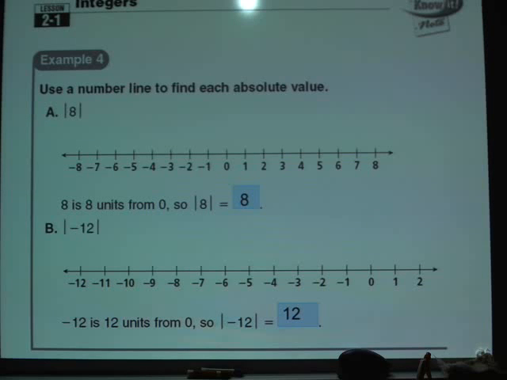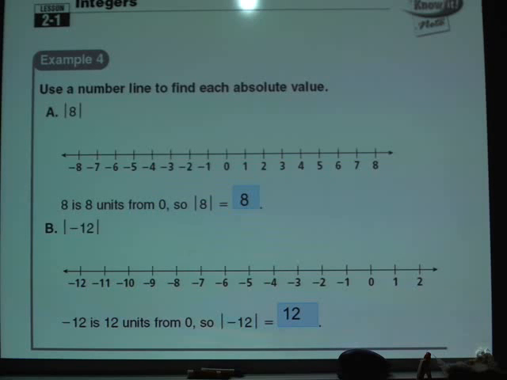So in the A question, they're asking me to find the absolute value of 8. Now again, those 2 vertical bars, as we saw in the definitions, mean absolute value. So that is really just the mathematically correct way of saying the absolute value of 8.